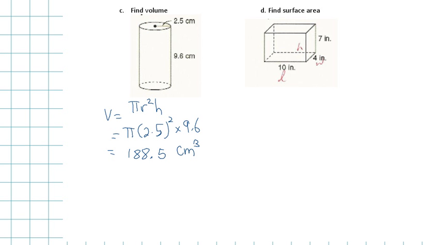Can we do it here? 188.5? Because the 9 makes it 5. Okay, let me just give me a second. I got 188.495.